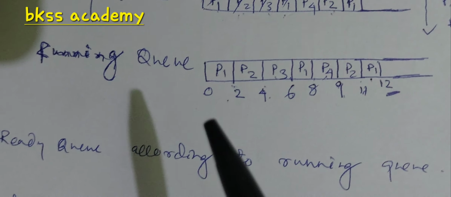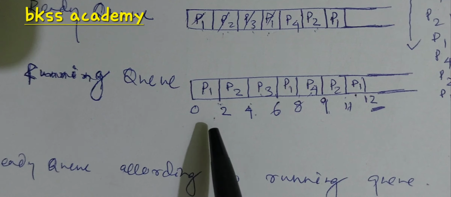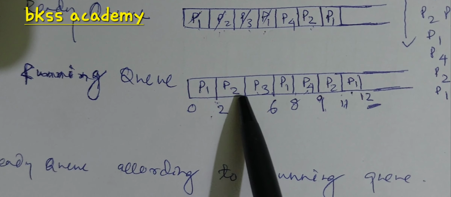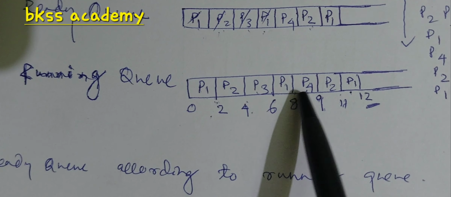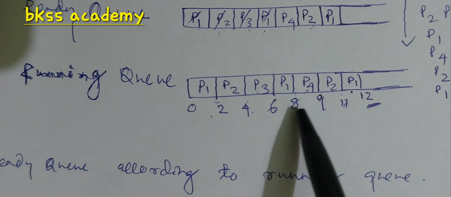In this running queue diagram, we will count how many times context switching is done. 1, 2, 3, 4, 5 and 6. This many times context switching is done.